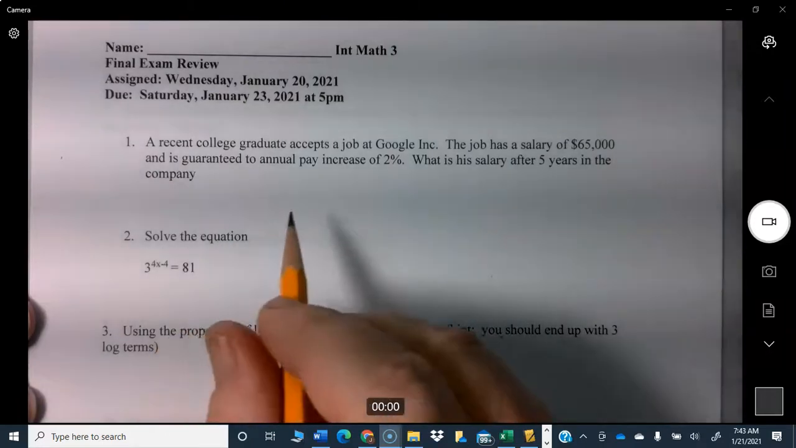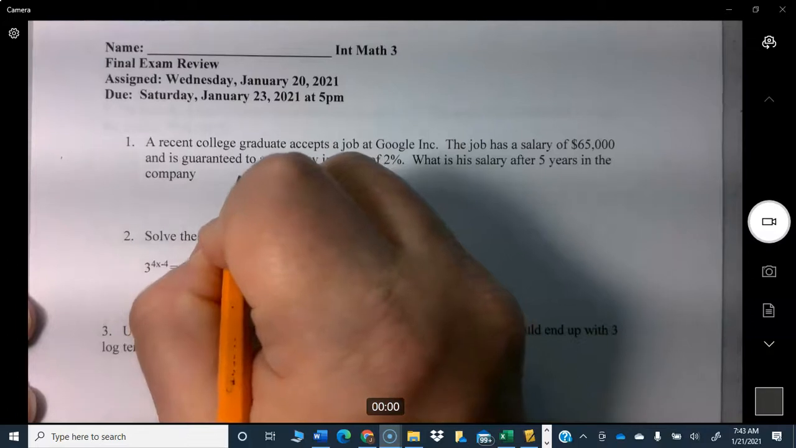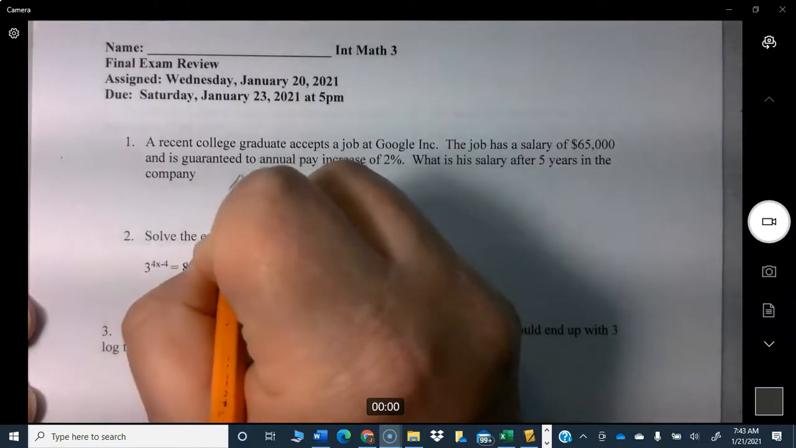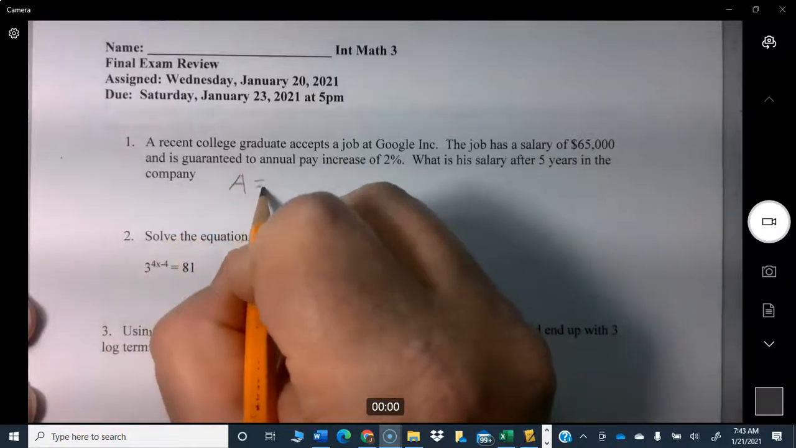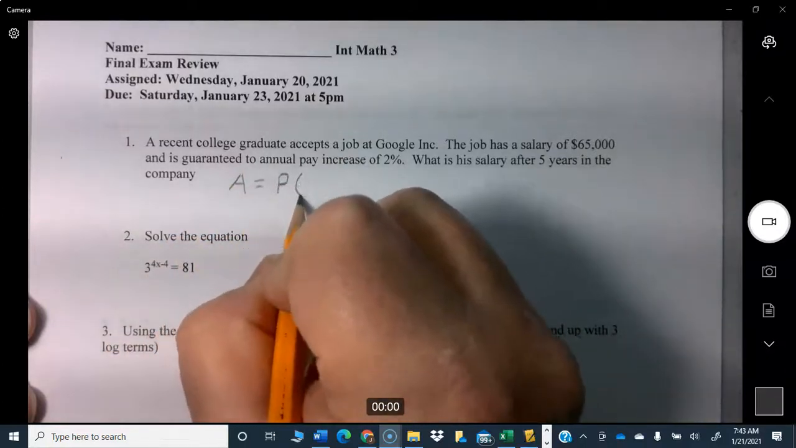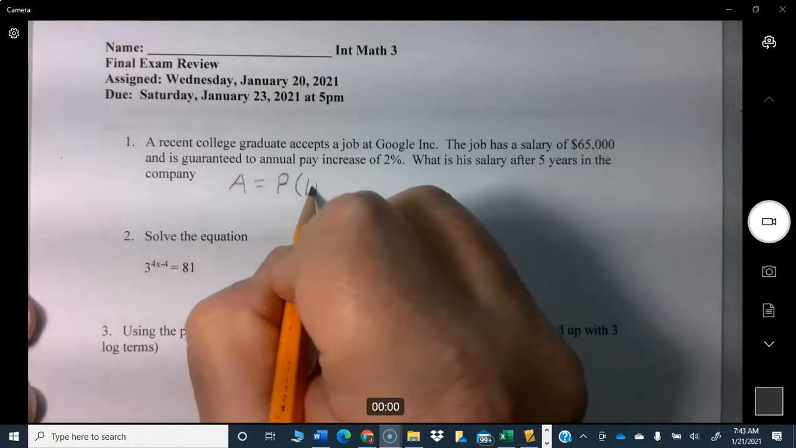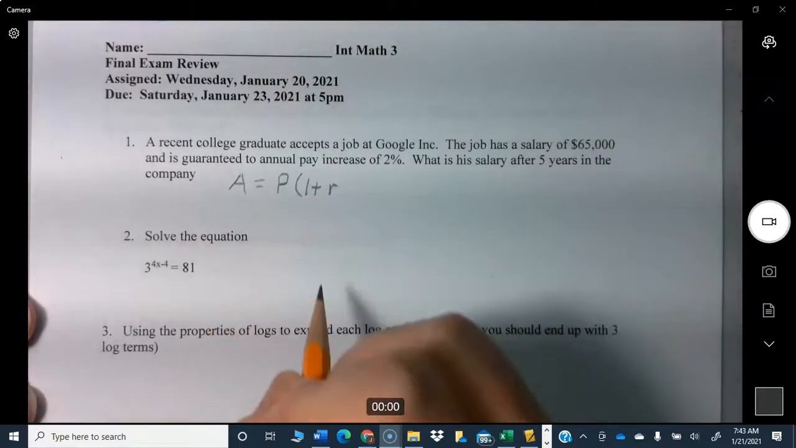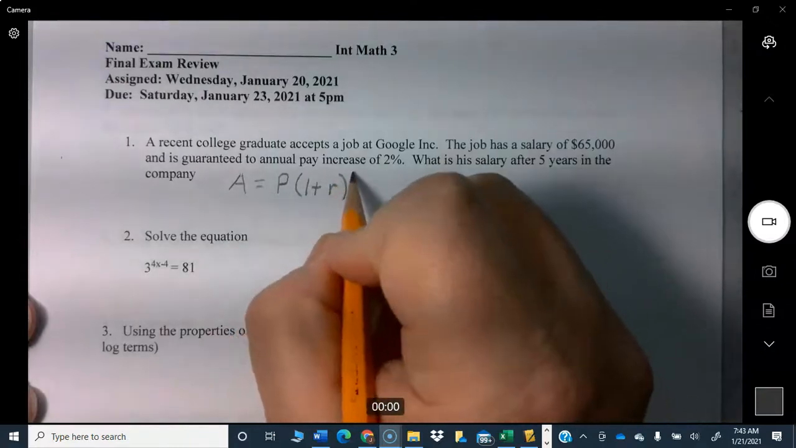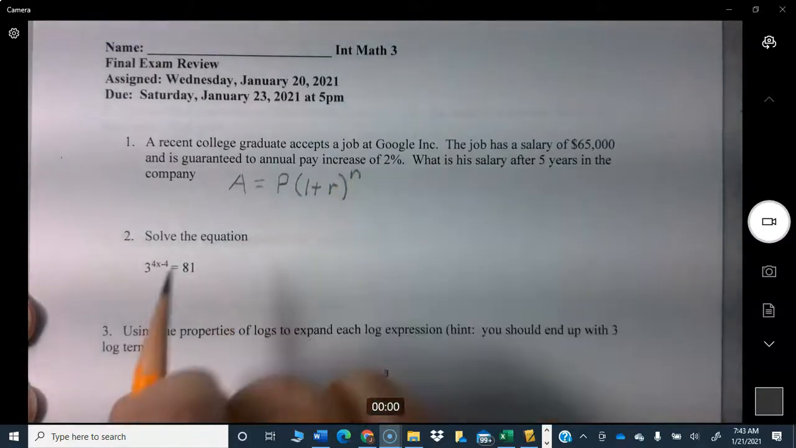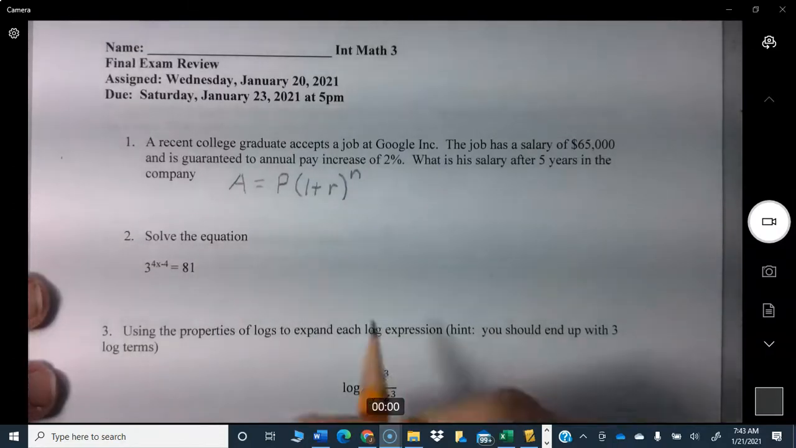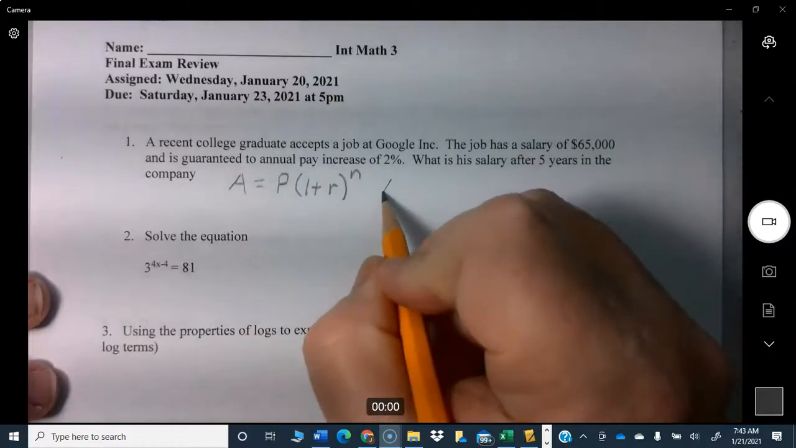Okay, so simply the formula you use for this is this one. The amount he's going to earn is equal to what he starts with, 1 plus the interest rate, which we call R, raised to the power of the number of years. How that formula is derived you don't have to worry about at this point, but it's just simply the formula you're going to use. So plug in the numbers.